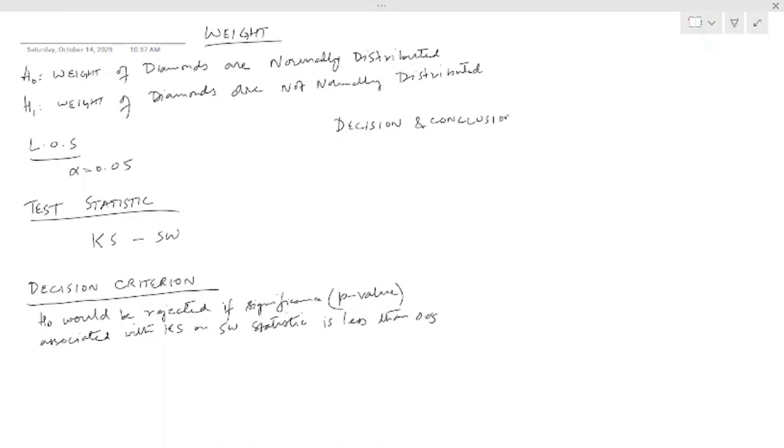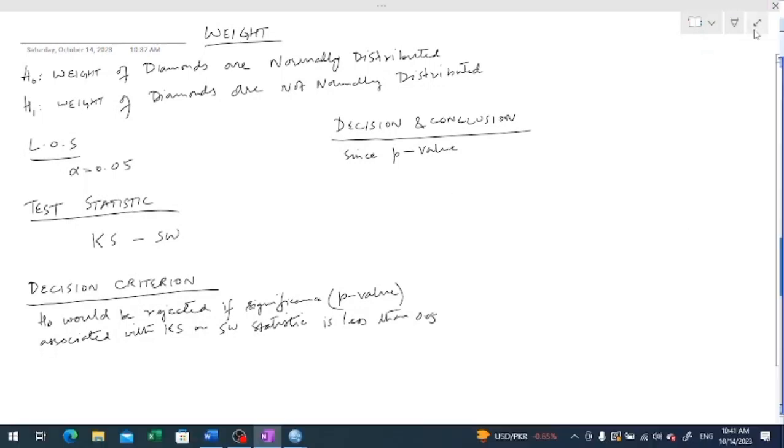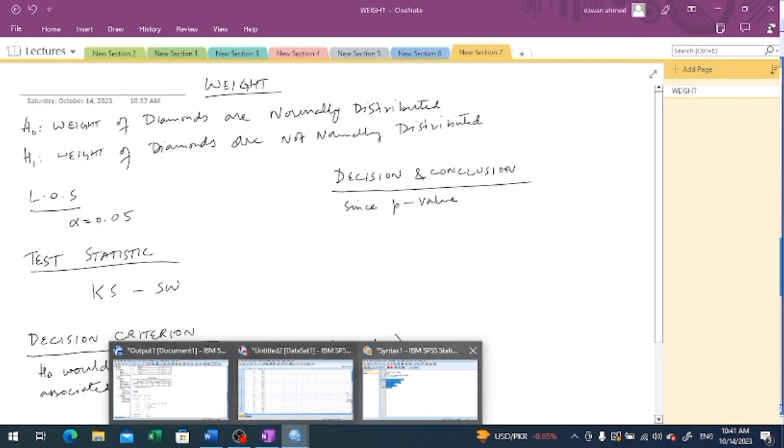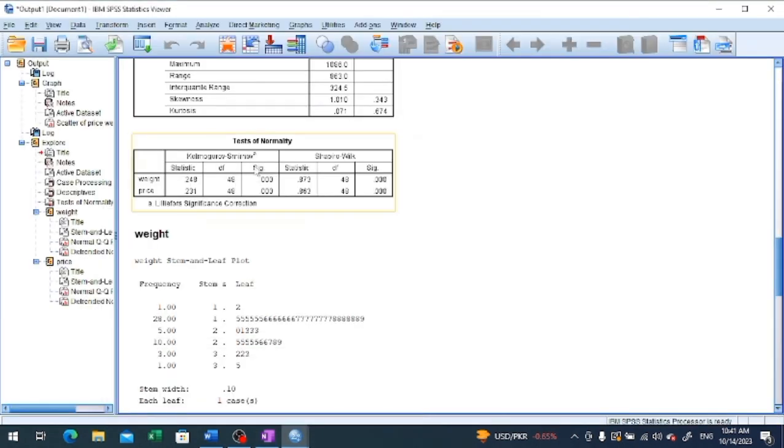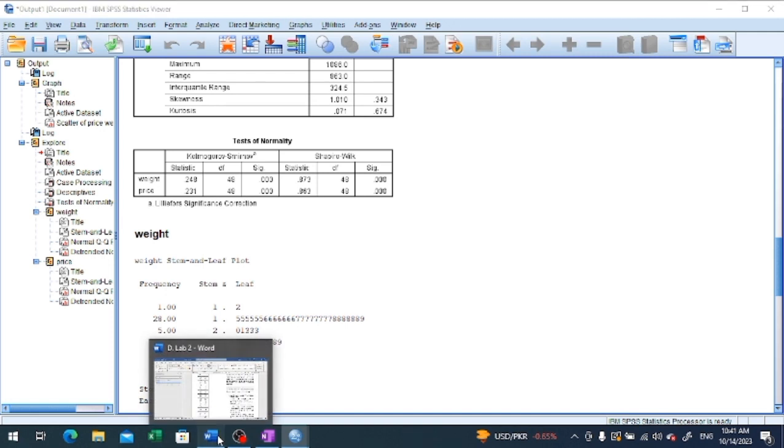So we compare the p-value and then we state our conclusion. Since the p-value, you can now have a look on this quickly. The p-value for both KS and SW statistic are 0. Therefore, H0 is strongly rejected.